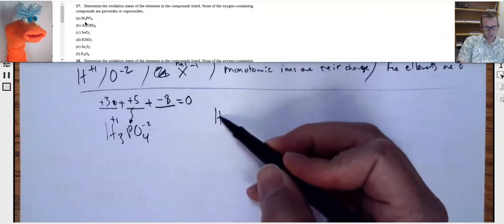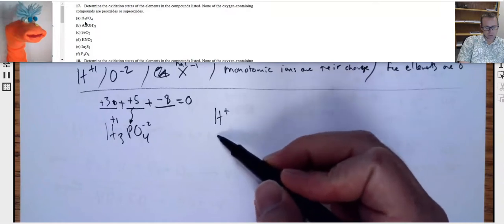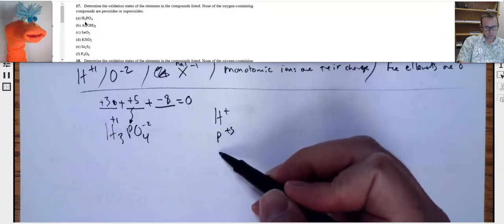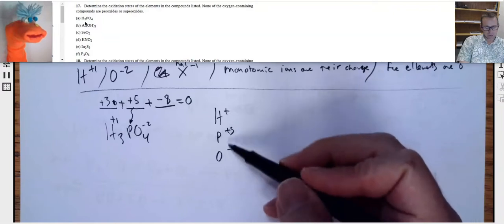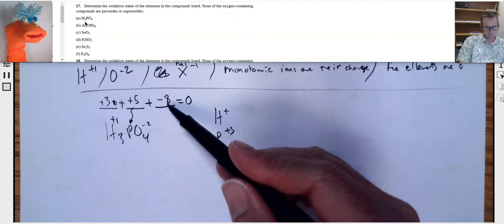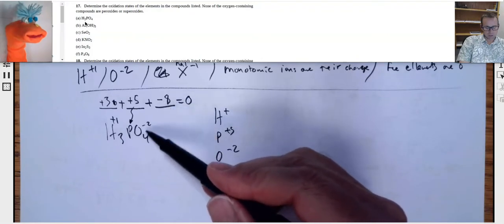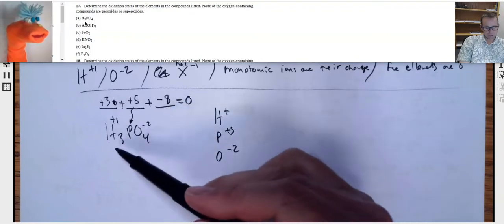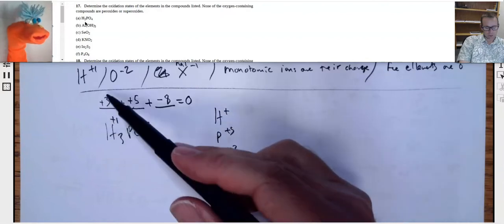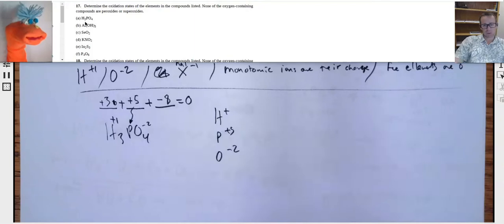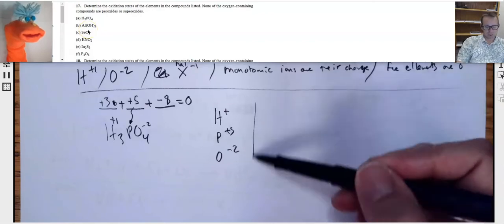So the oxidation numbers, hydrogen is plus 1. Phosphorus plus 5. Oxygen minus 2. These don't add up to 0 because this minus 8 was the contribution of all 4 oxygens. And H plus 1 was the individual hydrogen, but the sum of them resulted in the plus 3. Okay, good.